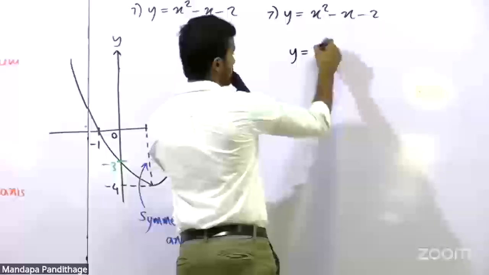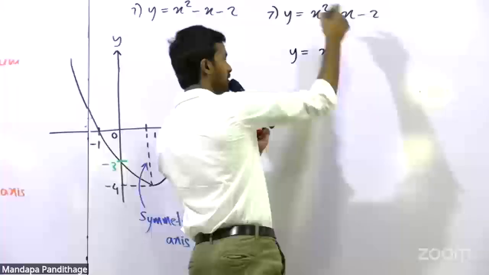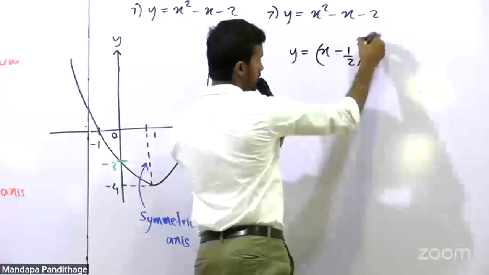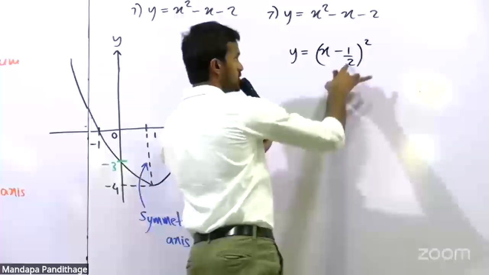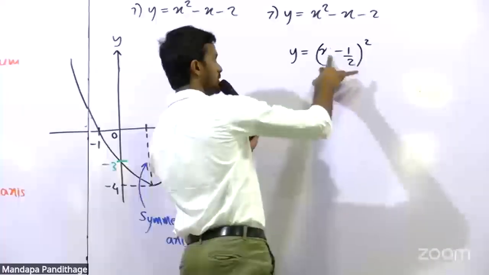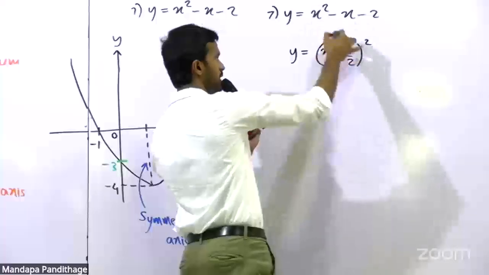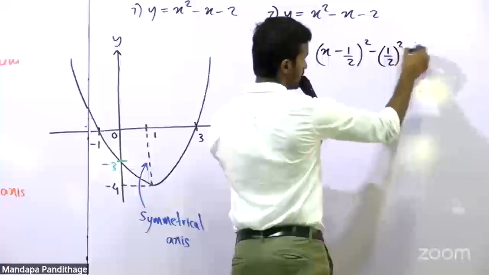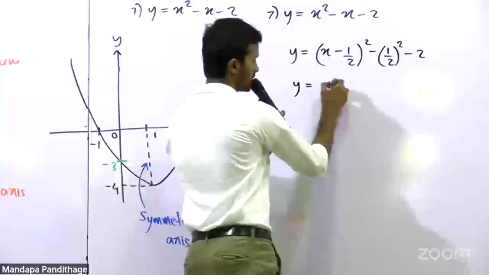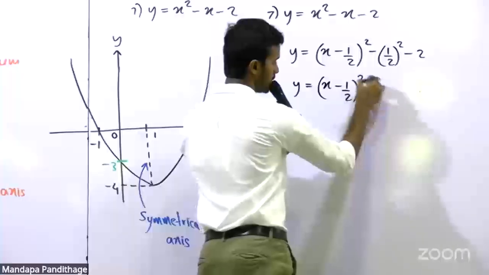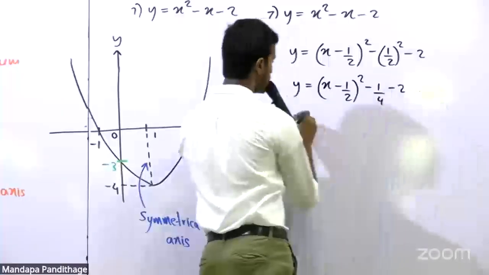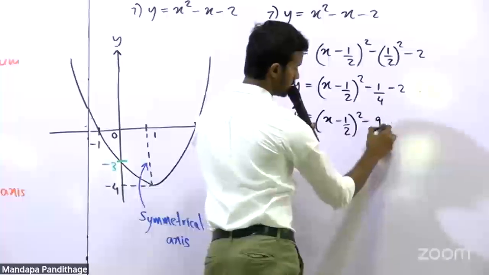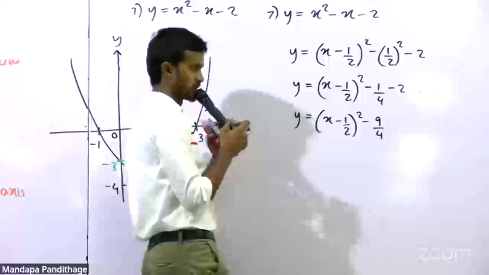Here, the first thing you need to do is complete squares. When you complete squares, you take half of the coefficient of the middle term. Half of minus 1 is minus half, squared. You have x squared, you have minus x, but the square of this, minus half squared, you have to take it out, minus 2. So when you simplify, you get x minus half squared, minus 1 over 4 minus 2, which gives you minus 9 over 4.